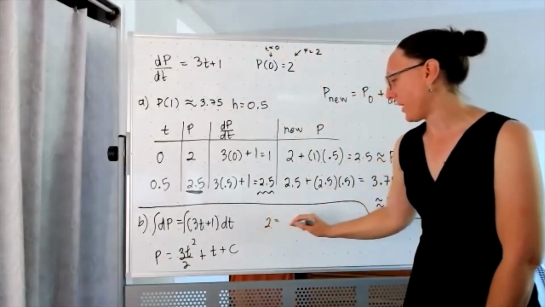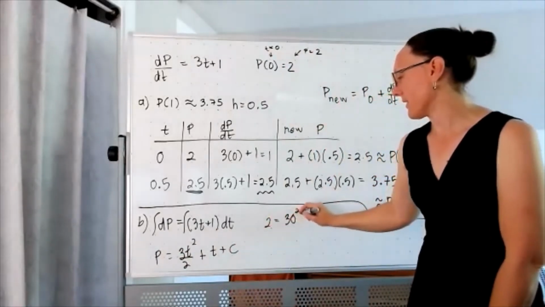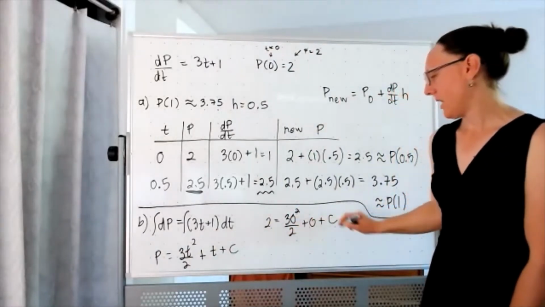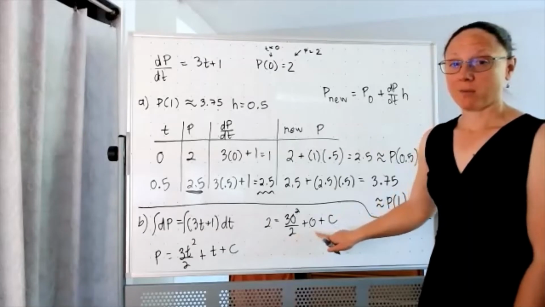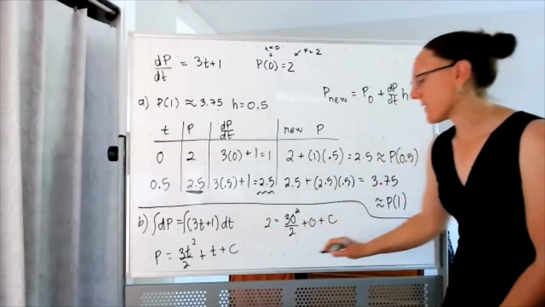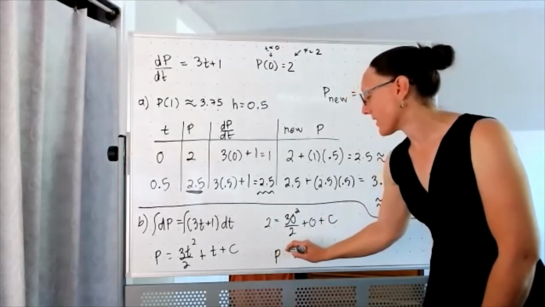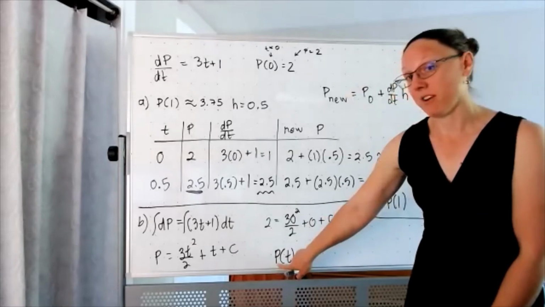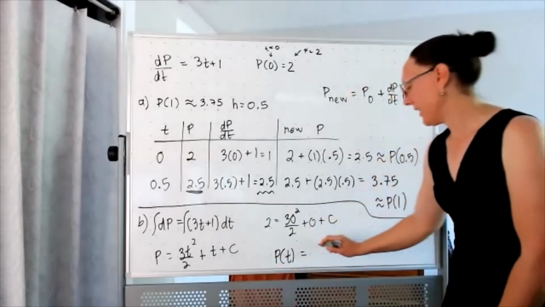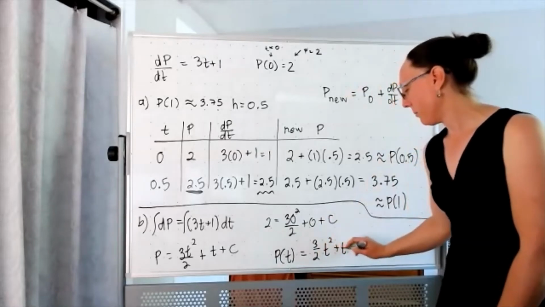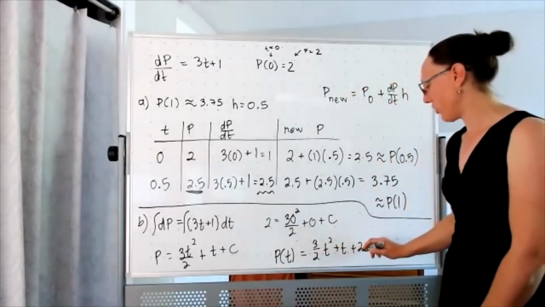So I'll plug in 2 for p and 0 for t. 0 plus some more 0 is still 0. So I get that c is equal to 2. And if c is equal to 2, that means we can solve our differential equation to say that our level of phosphorus at any time t is equal to 3/2 t squared plus t plus 2.